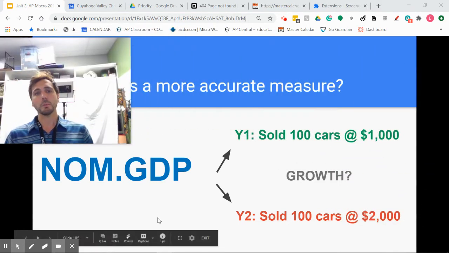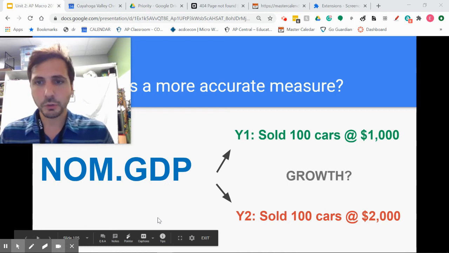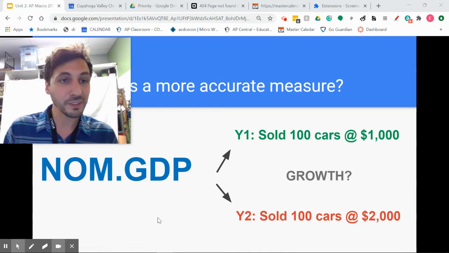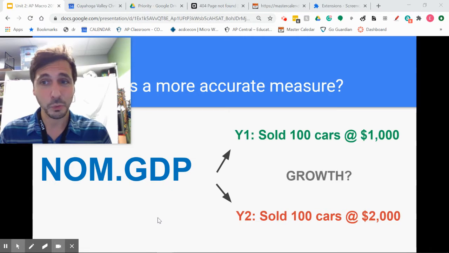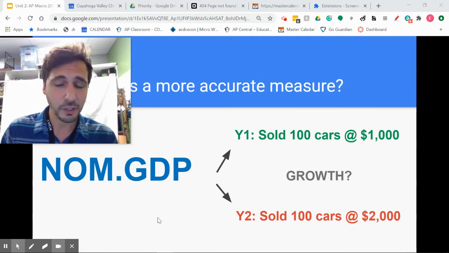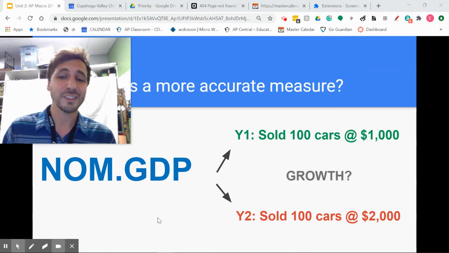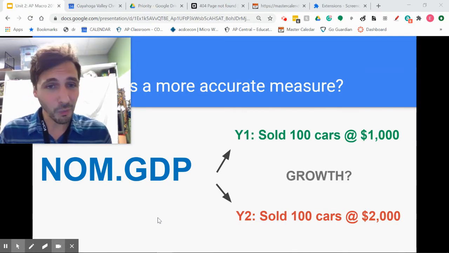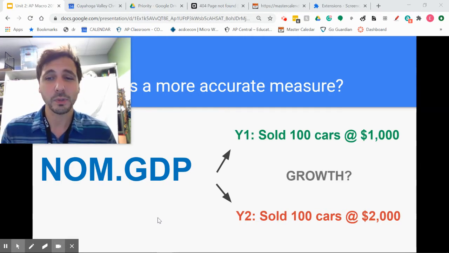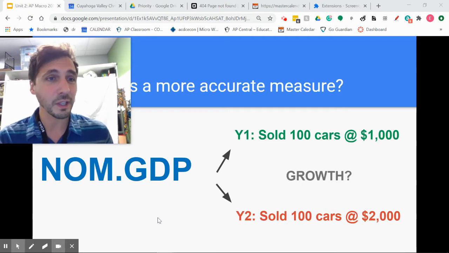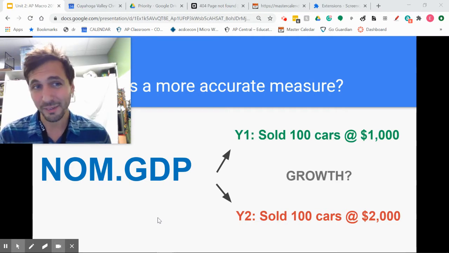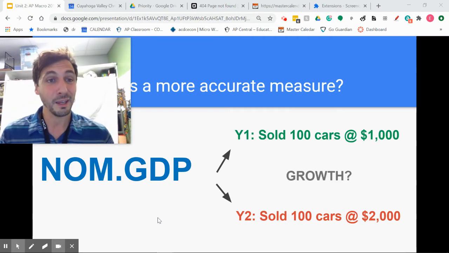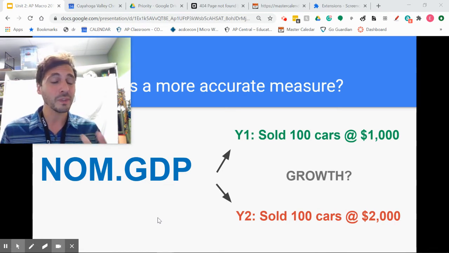Question, which of these is a more accurate measure, right? Nominal GDP says I sold 100 cars at $1,000 a piece. So it's just price times quantity. So it's $100,000. In year two, I sold 100 cars for $2,000 each. That's $200,000. Did my GDP actually go up by $100,000 worth? Are people actually living $100,000 worth of an increased quality of life? The answer is probably not, right? I produced 100 cars in both years.